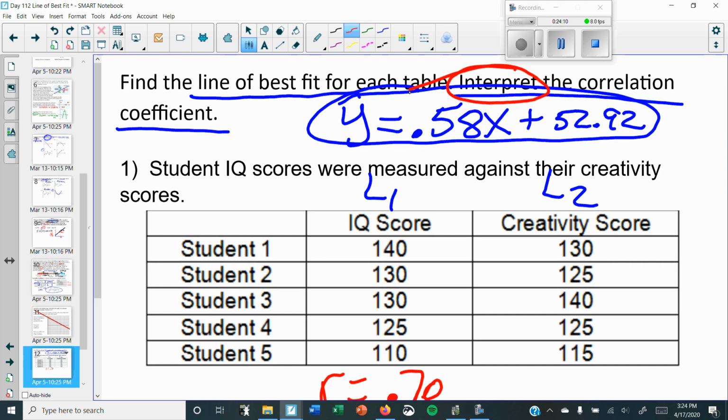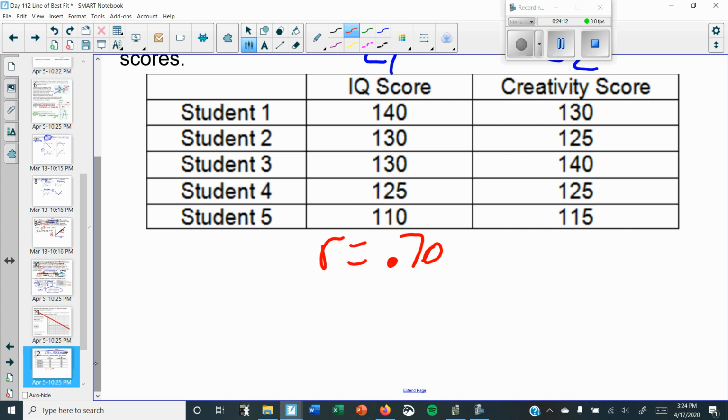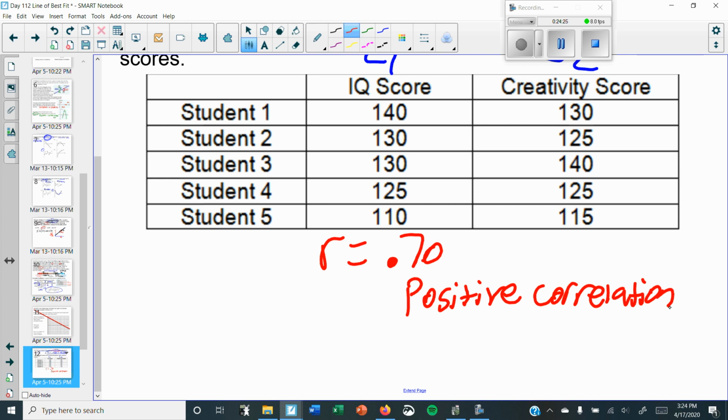But it didn't say find the correlation coefficient. It said interpret it. So here's how you interpret it. First of all, is 0.70 a positive number or a negative number? It's positive. So you're going to write positive correlation. But now we need to get more specific. You can't just write positive. What about it? So that's when you need to go back to this page.